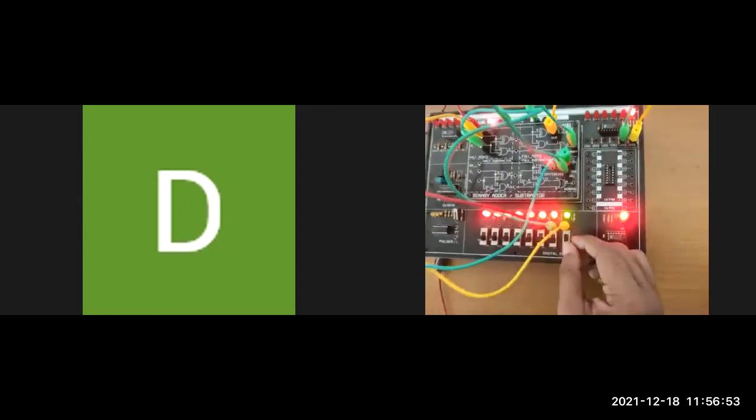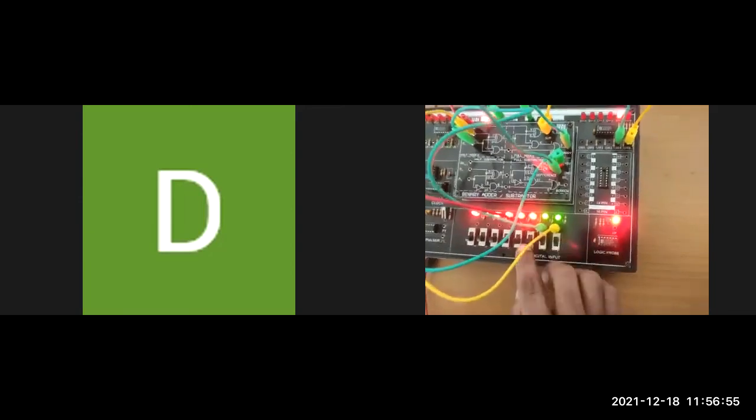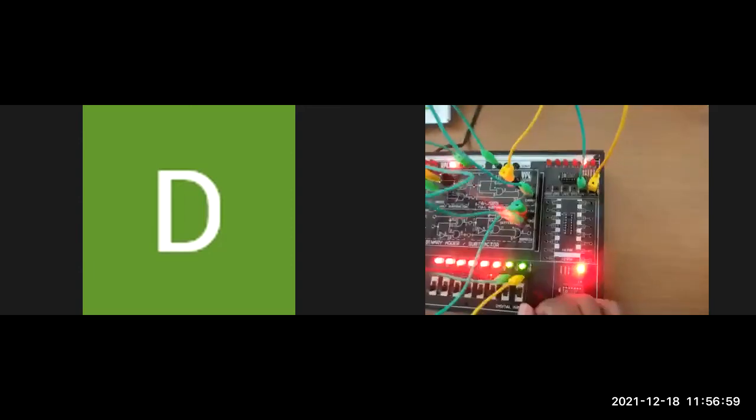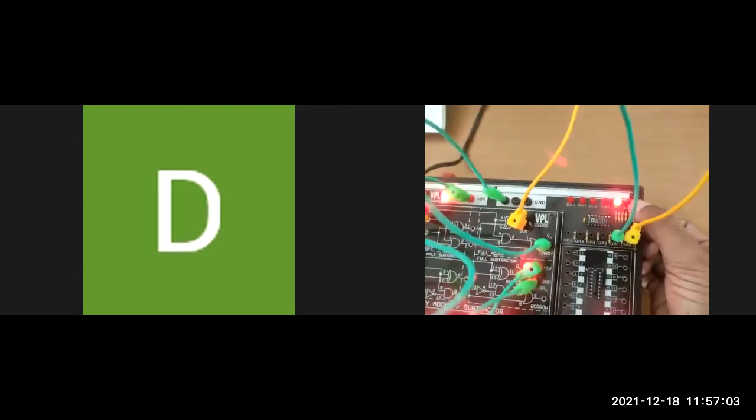So first we'll see the 110. So 11, this is already 1, this is 1. So at this moment it is 11. At this moment this is 110. So correspondingly the output of sum is 0 and the carry is 1.